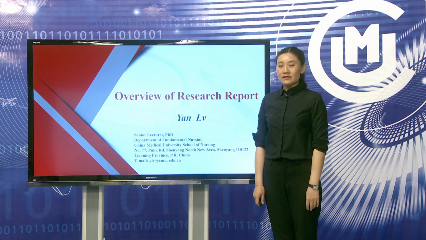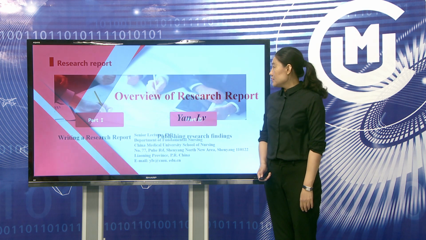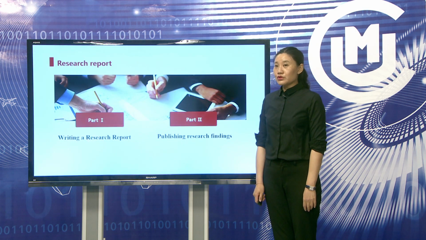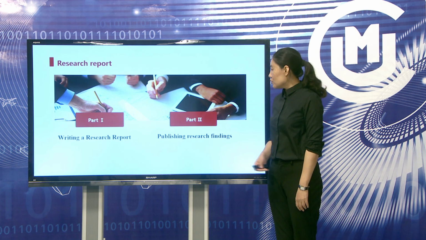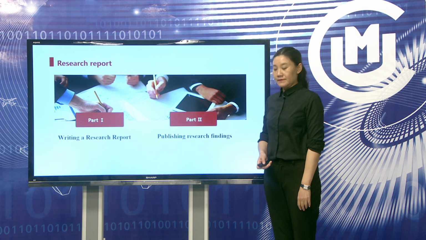As the research process progresses, communicating research findings, the final step in the research process, involves developing a research report and disseminating the study findings through presentations and publications. No scientific project is ever complete until a research report has been prepared. So in this part, we will focus on two problems: how to write a research report and how to publish research findings.